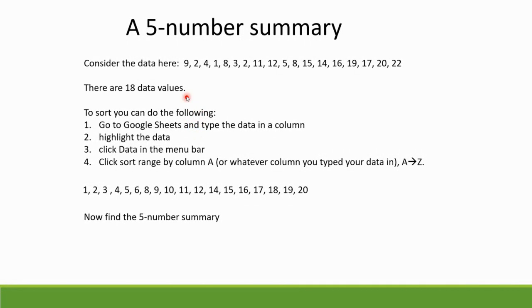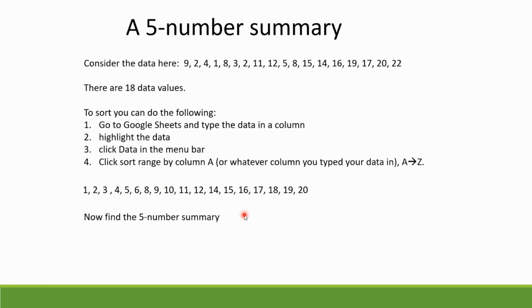You can easily do it using Google Sheets. I showed you how to do it. Here's the process as well. As you can see, we have that. We're sorting the data. The data is sorted already, excuse me. Now, we get a 5-number summary.